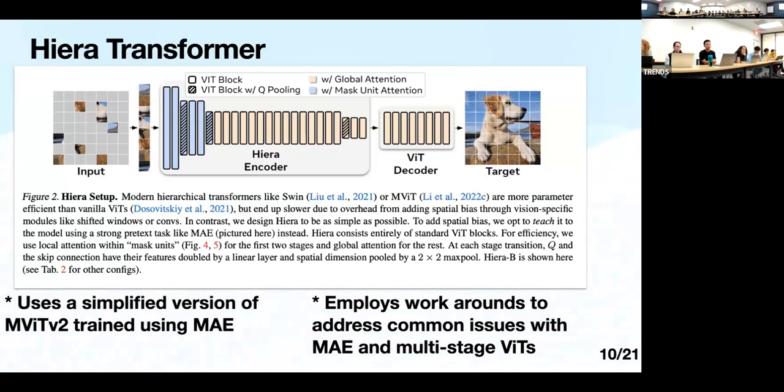And the architecture consists entirely of standard vision transformer blocks. For efficiency, they added local attention within the mask units, which I'll explain next. Those are for the first two stages, and then global attention for the rest. So I think when the blocks are getting smaller, they're doing some kind of max pooling operation to downsample the information.